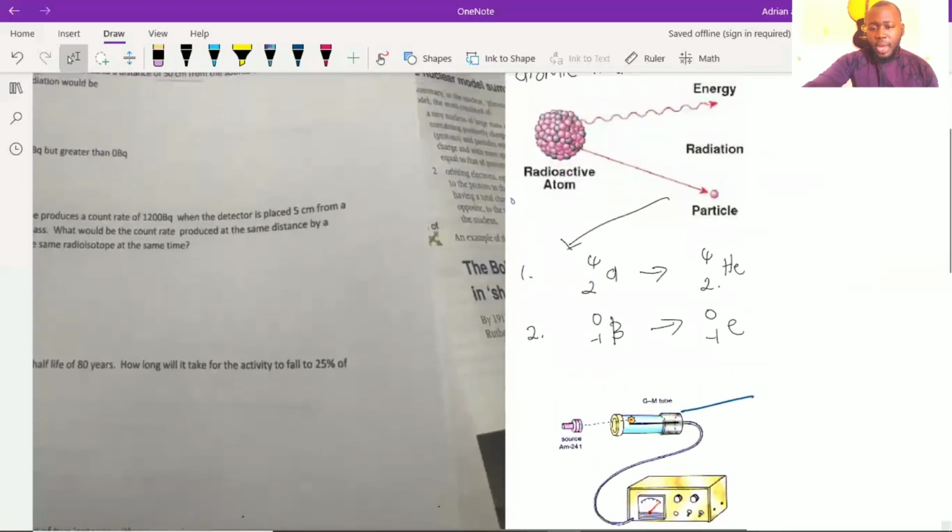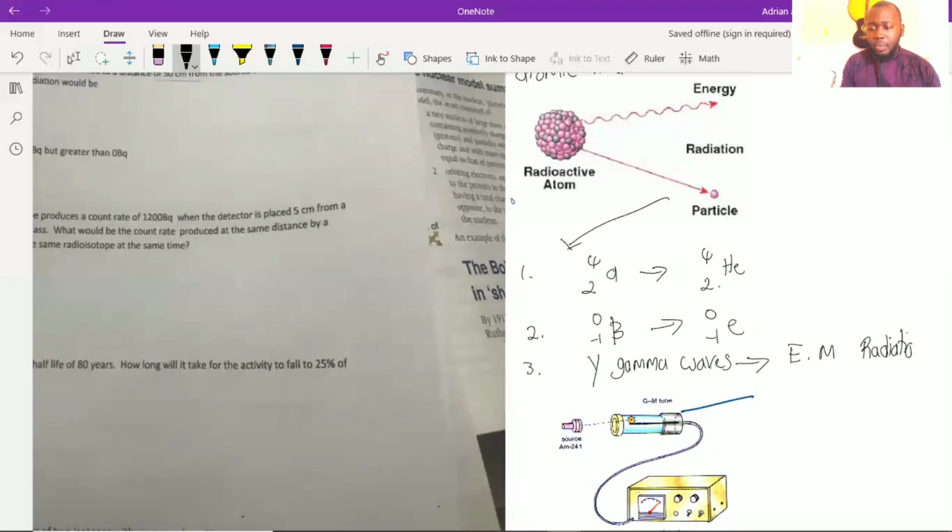You can also have 3 here for us, gamma waves. And this is just a form of electromagnetic radiation, of course. We covered it when we did waves.